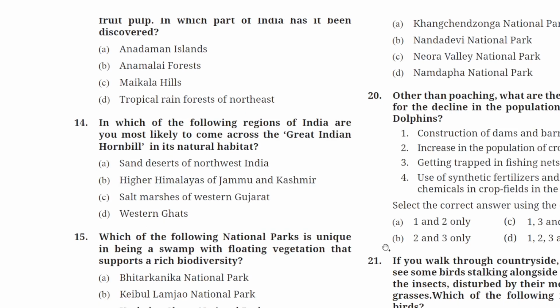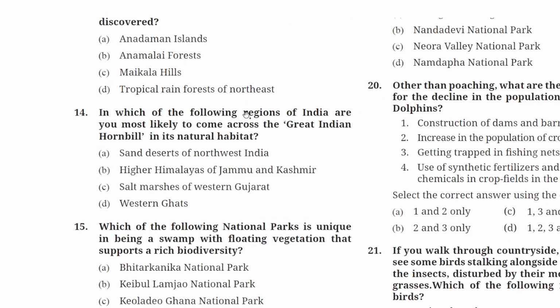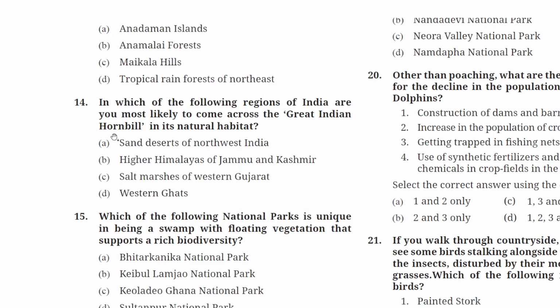Question number 14. In which of the following regions of India are you most likely to come across the great Indian hornbill in its natural habitat? Okay. So, which are the places where the great Indian hornbill is present in the natural habitat? It's Western Ghats. The great hornbill has a wide distribution and can be found in China, India, Nepal, Bhutan, Bangladesh, Myanmar, Thailand, Laos, Vietnam, Cambodia, Malaysia, Indonesia. The large majority of the population is found in India, with a significant proportion of them being found in the Western Ghats and the Nilgiris.